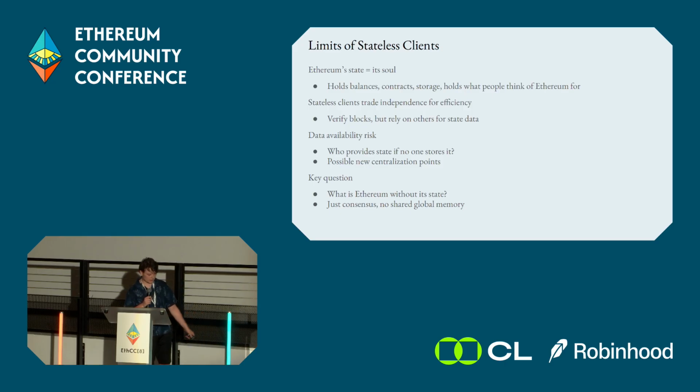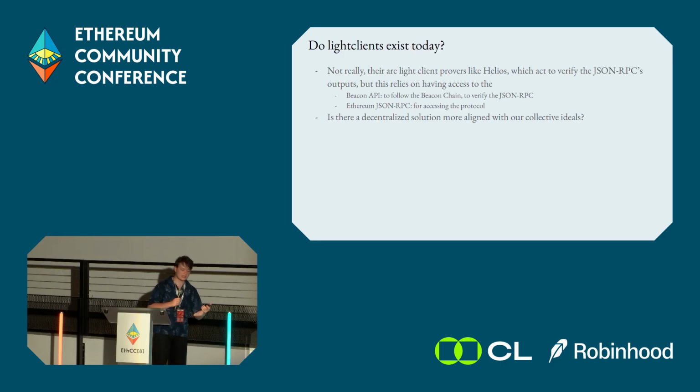So yeah, and then it's like, if nobody's going to be storing this data, who really provides it to you? There is, I guess, opportunities for centralized endpoints, but do you really want to give up your authority over your data to them? And it's like, what is Ethereum without its state? Well, just consensus isn't really interesting. I guess unless you're just staking and want an ROI on your token. So do light clients exist today? I would say they really don't.